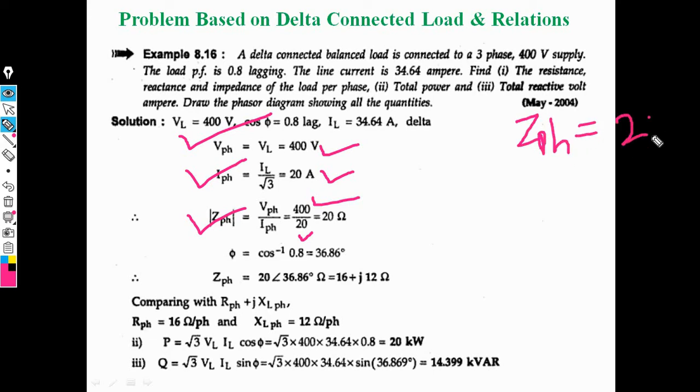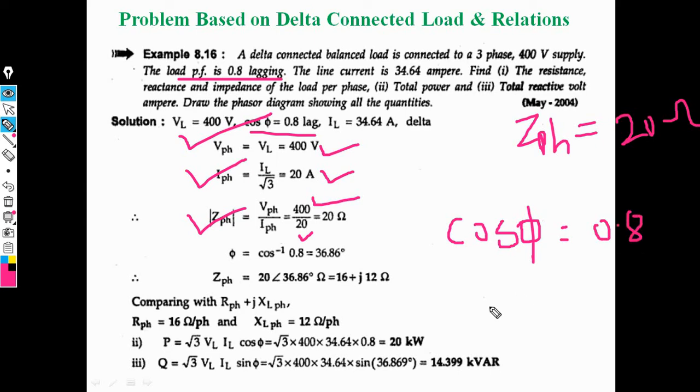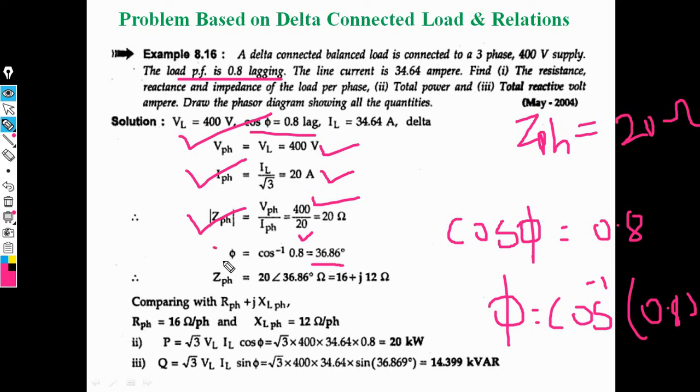Then the power factor cos phi is given, cos phi is equal to 0.8. So phi is equal to cos inverse of 0.8, and the obtained angle is 36.86 degree. This is how we calculate phi.